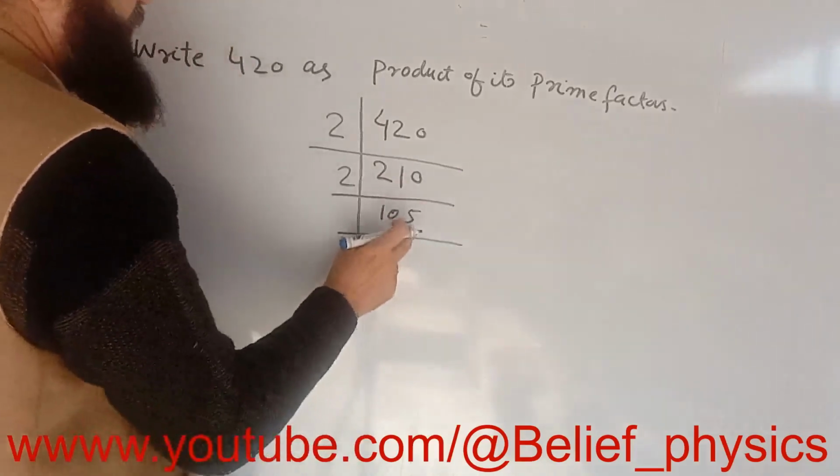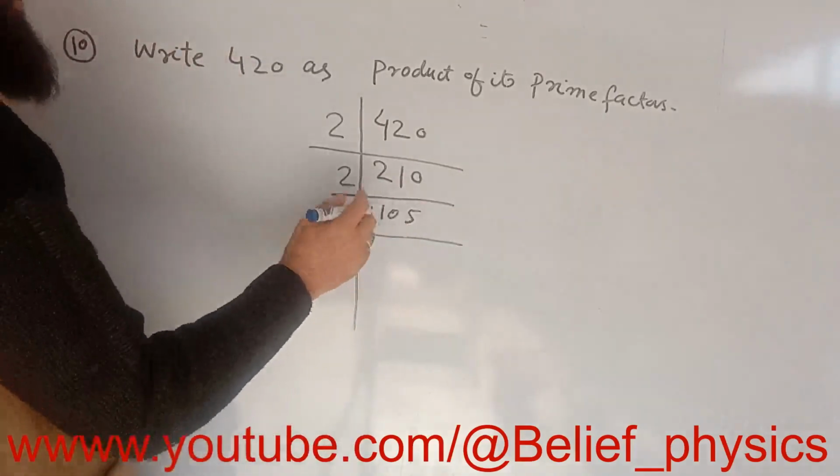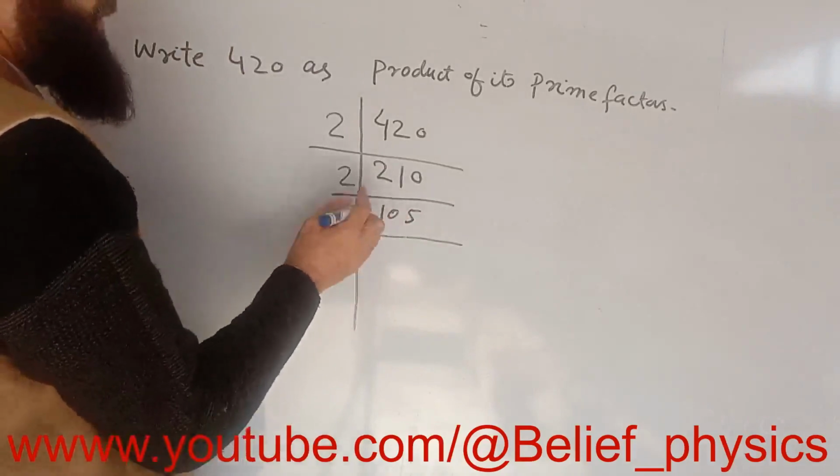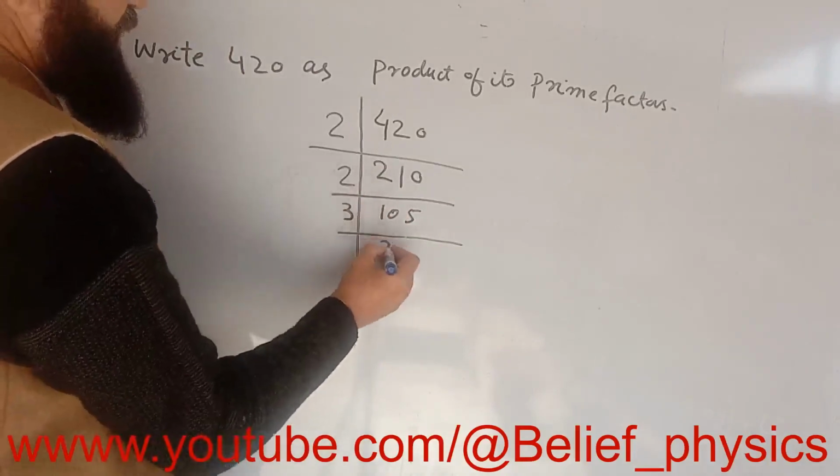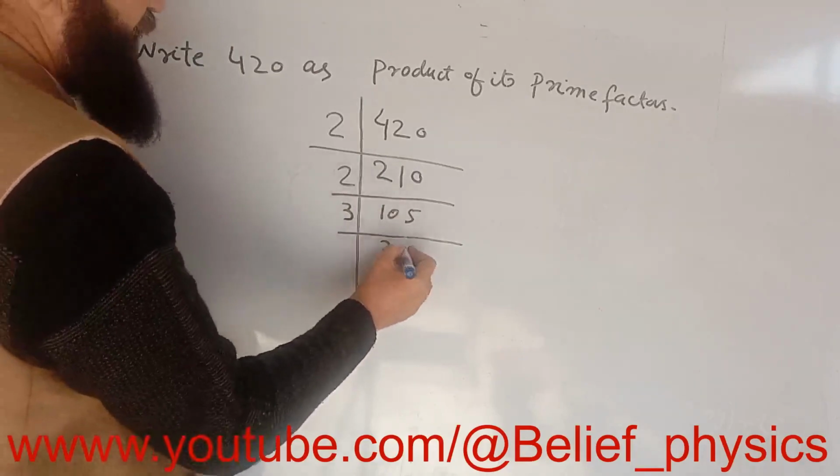Then 5 is not divisible by 2, but is divisible by 3. 5 plus 1 is 6, so it will be divisible by 3. 3 3s are 9, 1 carry, 15, 3 5s are 15.